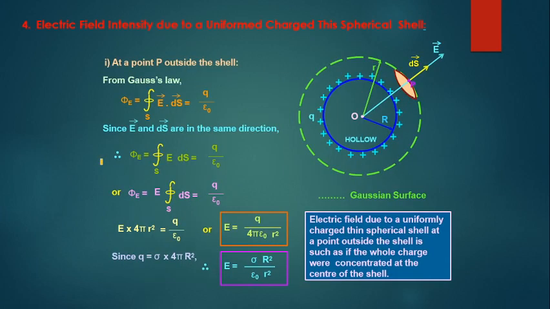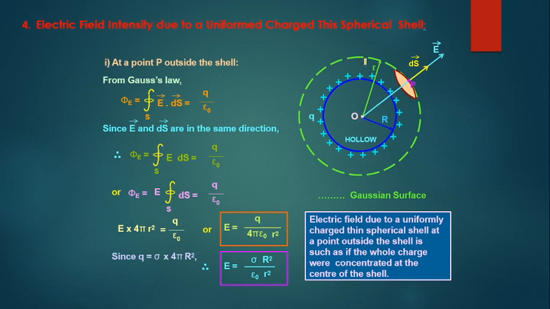The last application of this Gauss theorem: electric field intensity due to a uniformly charged spherical shell. It is a spherical shell, a hollow space, and the charge is distributed over the surface. We have to calculate the electric field intensity due to the uniformly charged spherical shell at a distance r from the center of the hollow spherical shell.